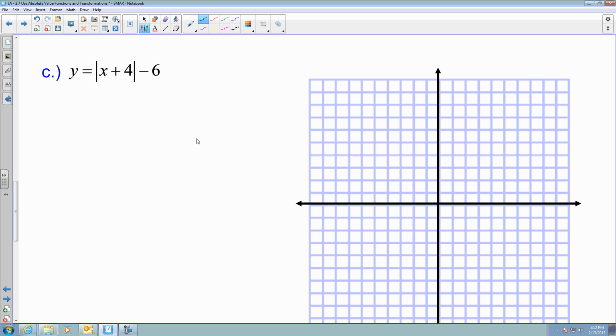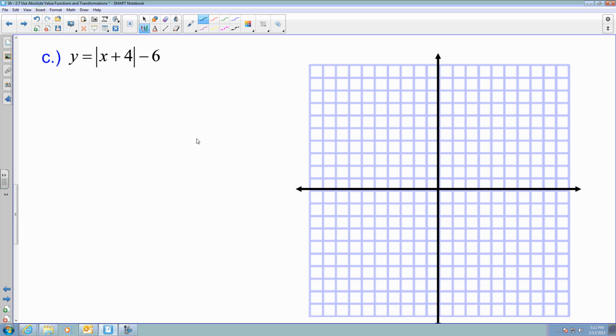Looking at example C, this is where A is 1, so there's no distinct vertical stretch or shift that is different from our parent function. What is different is that our vertex is going to change. Since A is 1, that means there's going to be no stretches. But now that means we're going to have an h and a k.